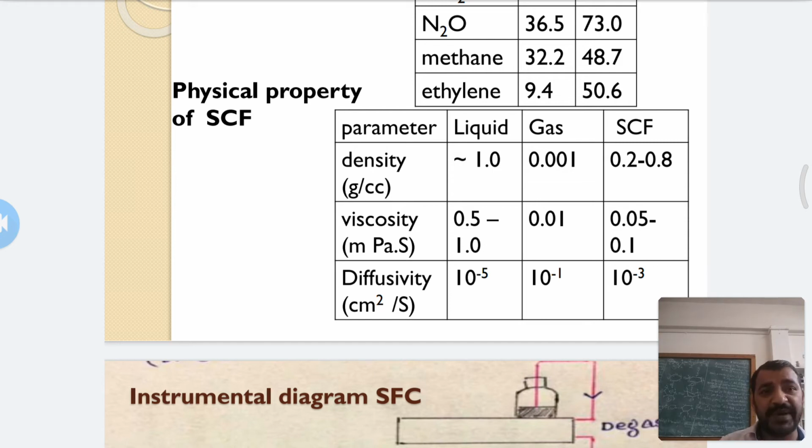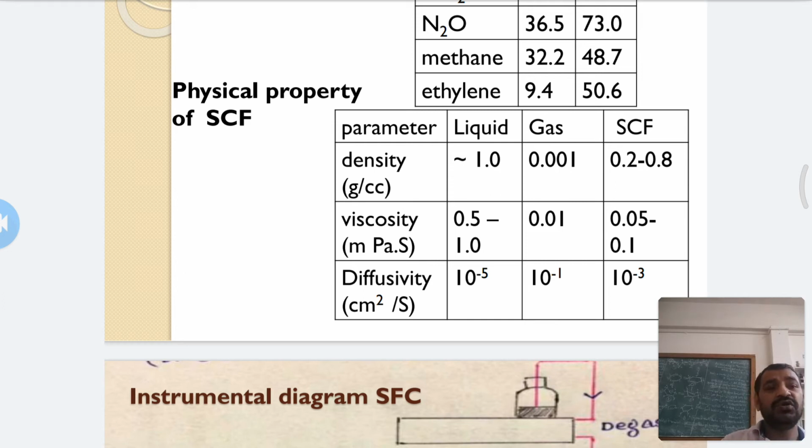So these physical properties are different in the liquid, gas and supercritical fluid phases. First is the density. In the supercritical fluid, density is in between the liquid and gas phase. Similarly, for viscosity, the supercritical fluid's viscosity is lower than the liquid phase, but above the gas phase. Next is the diffusivity.